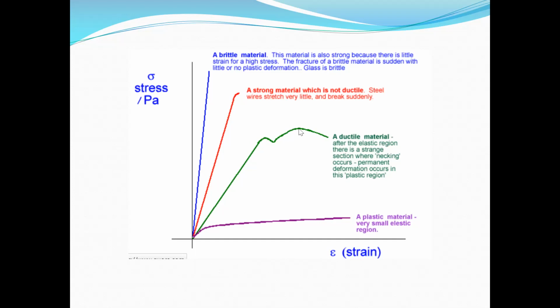Then the material reaches its ultimate strength, and at one stage it collapses. That is called the rupture point. So for the ductile material, after the elastic region, you see some strange things happening here. The value is increasing, then it is going down, and again going up. So this part is called necking.